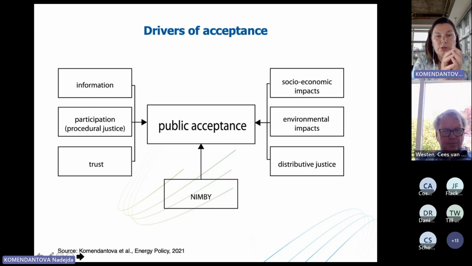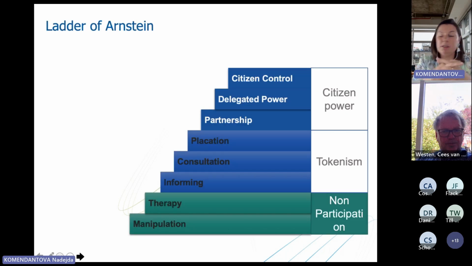And all this contradicts the so-called NIMBY concept, not in my backyard, which is currently more and more being described by social scientists as some kind of really pejorative attitude towards the positions of people on the ground who are affected by the policy interventions.